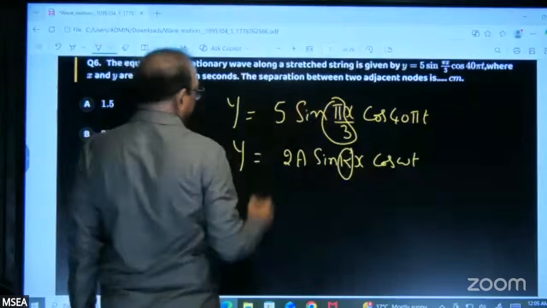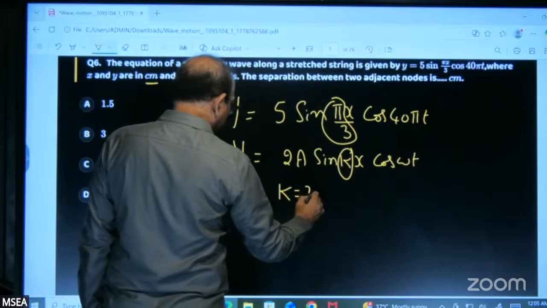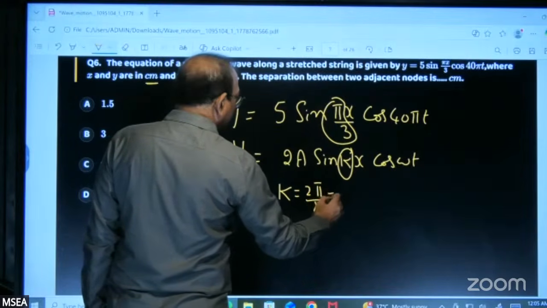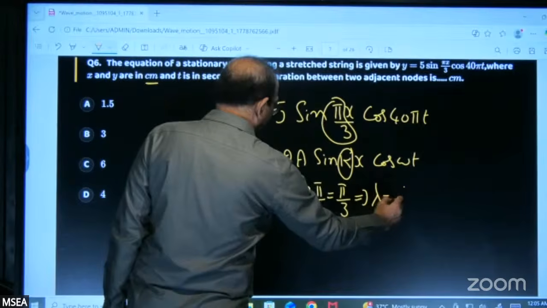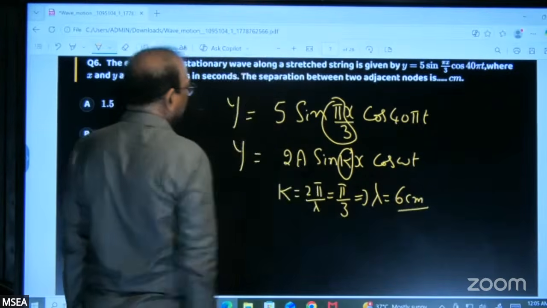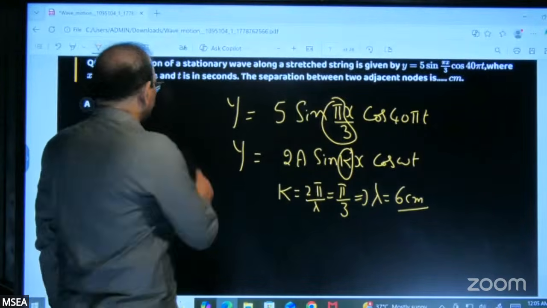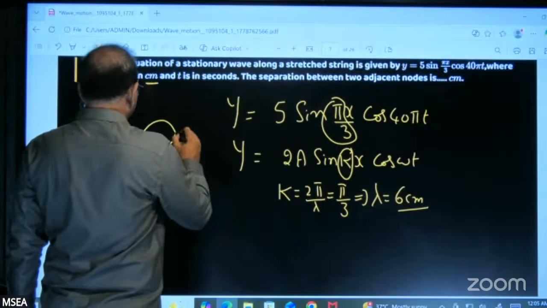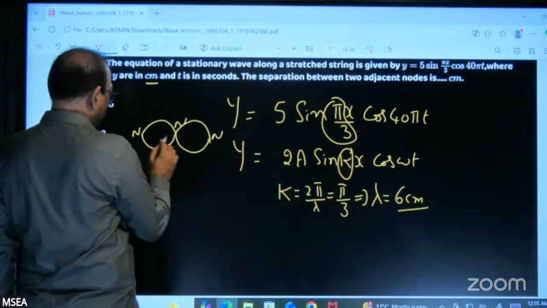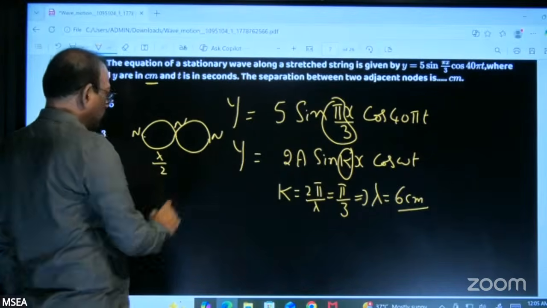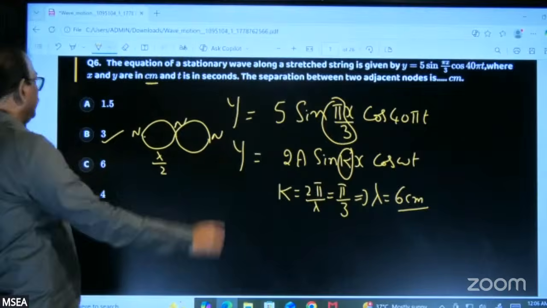First you have to find lambda here. K is pi by 3. K means 2 pi by lambda, no? It is pi by 3 given, which implies lambda equal to 6 centimeter. Now, what is the distance between two adjacent nodes in a stationary wave? Node to node, node to node? Lambda by 2, no? Lambda 6 I got. Lambda by 2 is 3. 3.